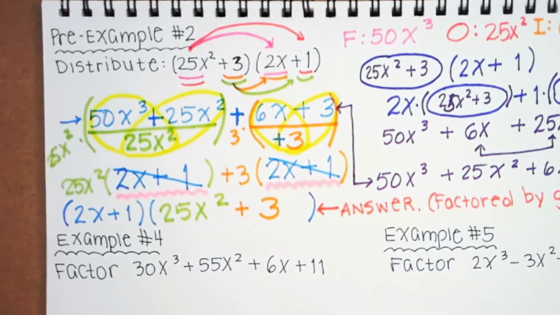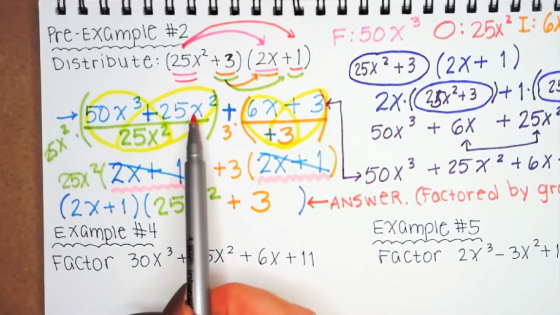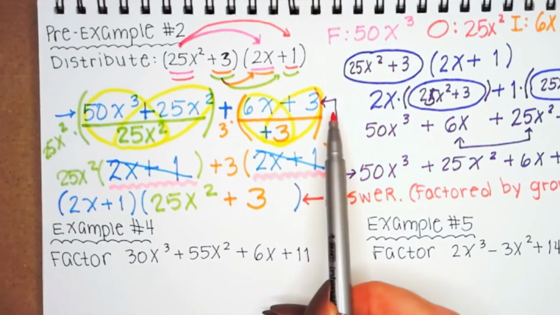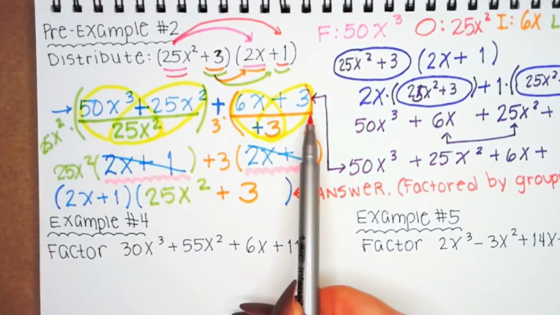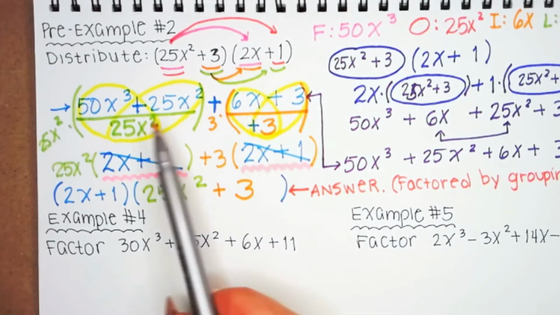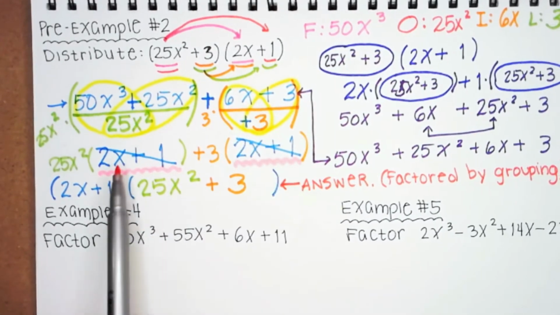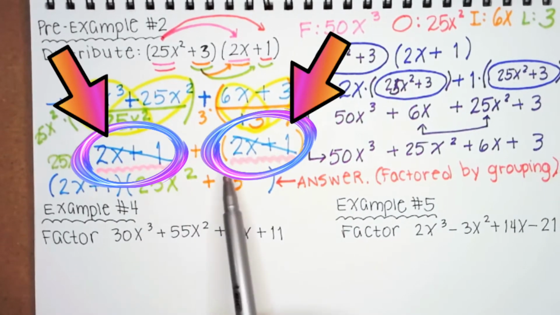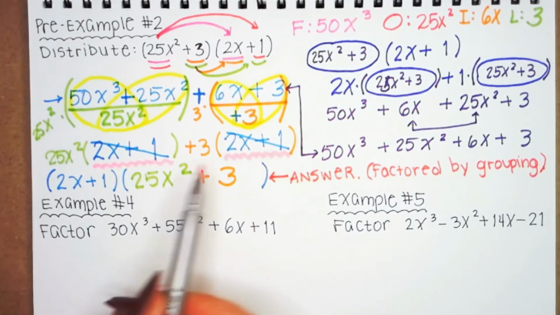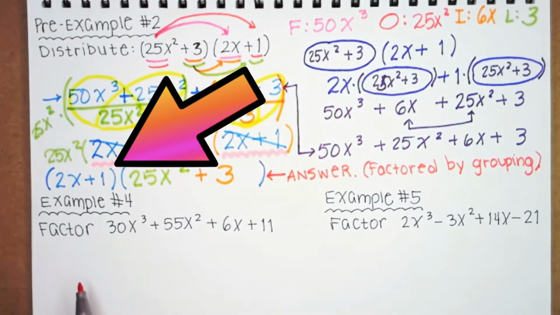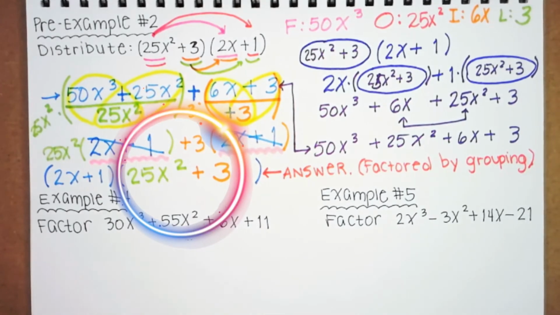What we did was we factored by grouping. We grouped the first 2 terms together and the last 2 terms together. Then we applied factoring techniques with greatest common factor to each of the smaller groups. When we did that, we realized we had a jumbo common factor of 2x plus 1, a binomial expression. And we factored that all the way out, and we were left with 25x² plus 3 inside.